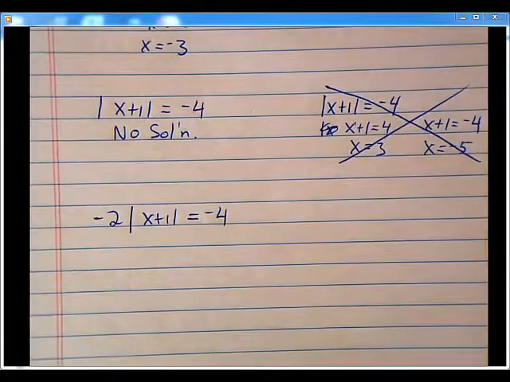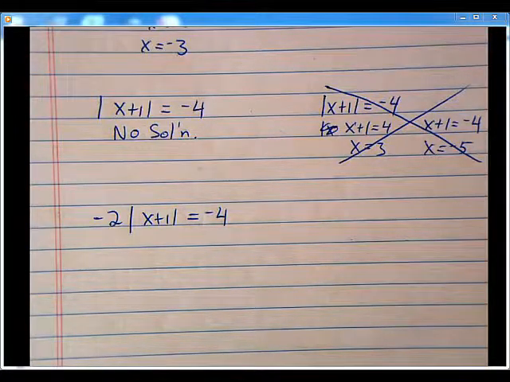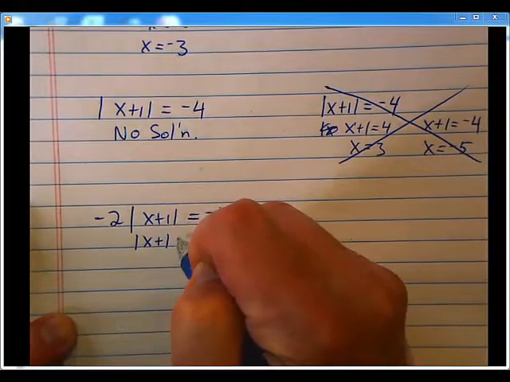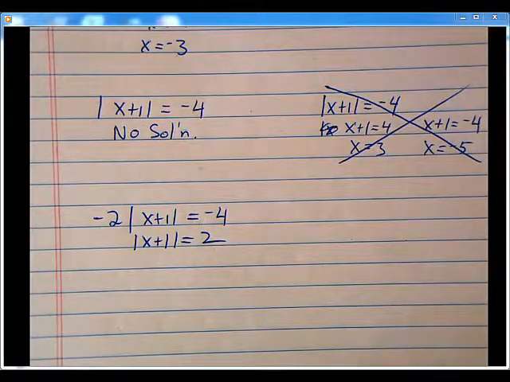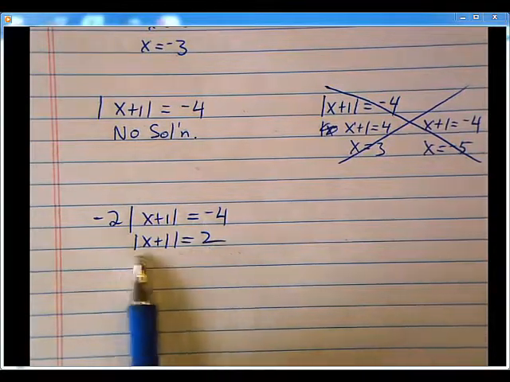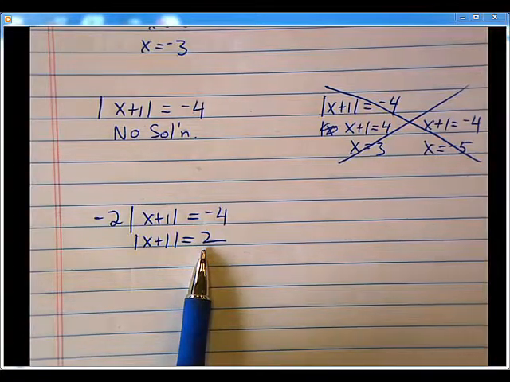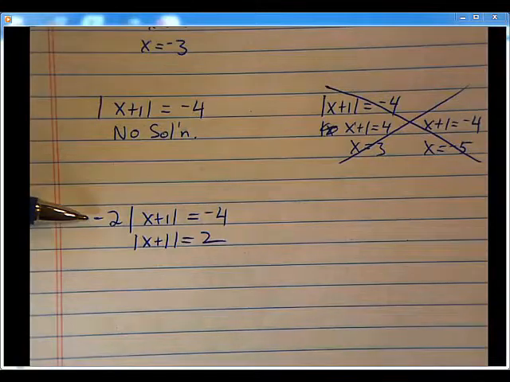Alright, so what if you have negatives on both sides like that? Well, that's going to be okay, because when you divide through by the negative 2 to get the absolute value thing all by itself first, you're going to have absolute value of x plus 1 equals 2, and that's an equation you can solve. So just because you have a negative number on the right at the beginning doesn't mean you've got no solution. You've got to get the absolute value thing all by itself first. Once you have that, you've got to look at that number. In this case, that number is positive, so that's going to work.